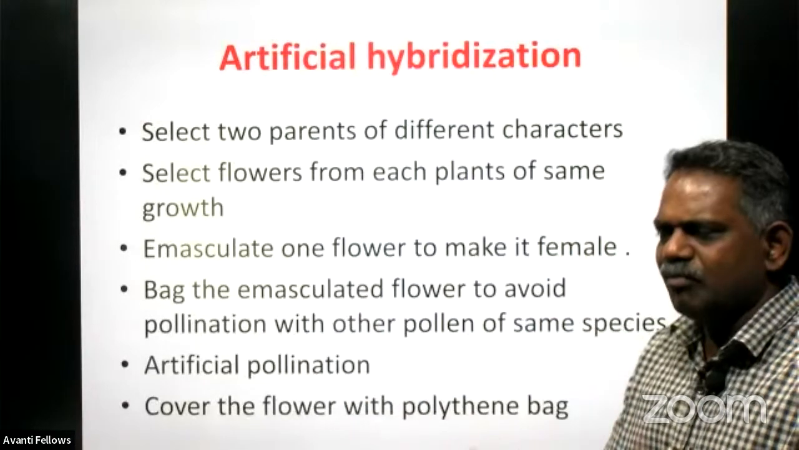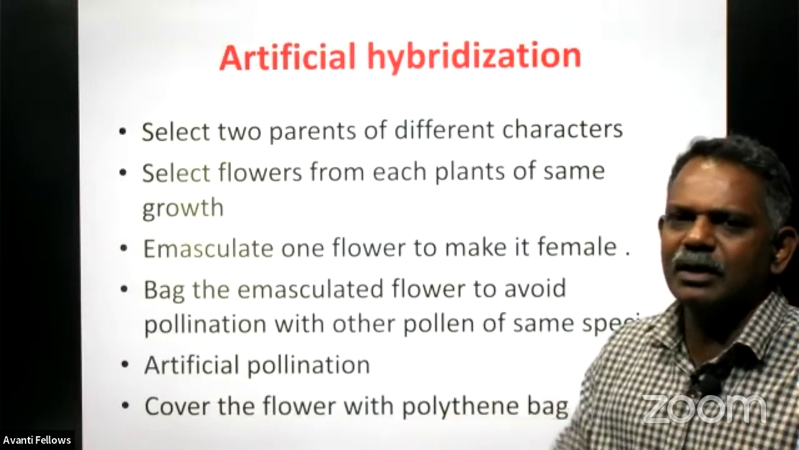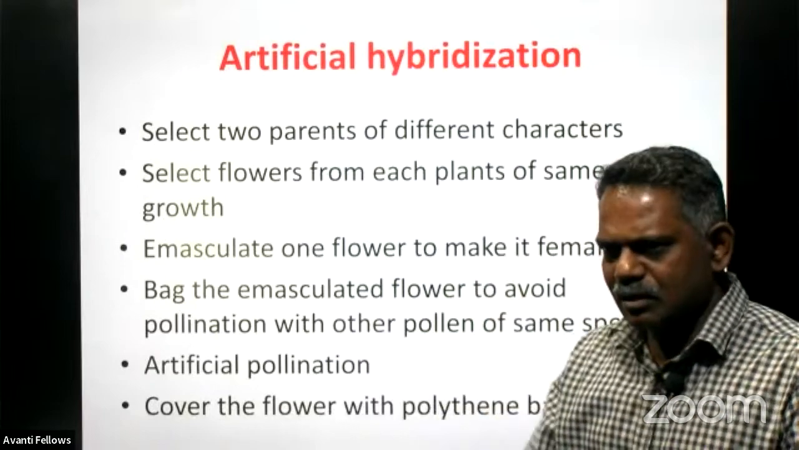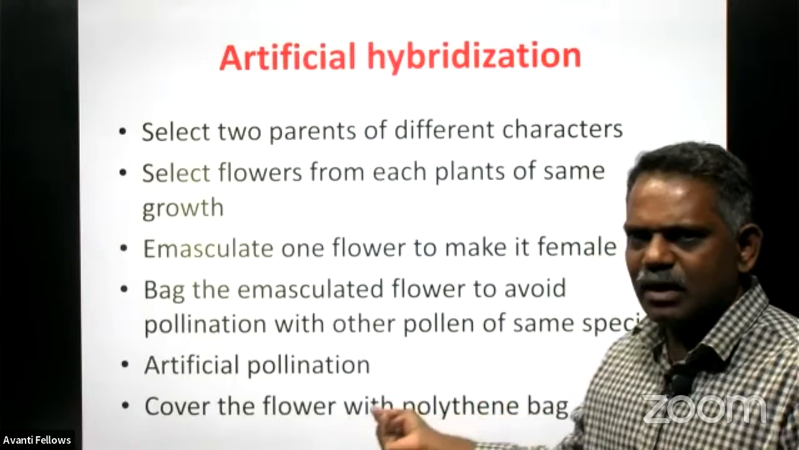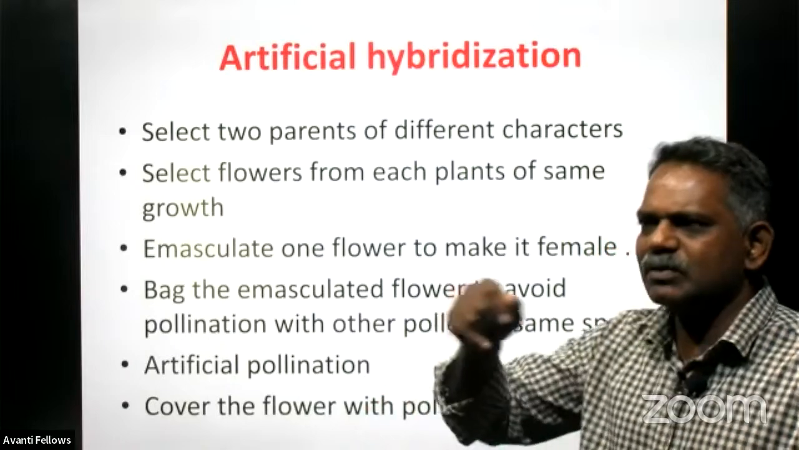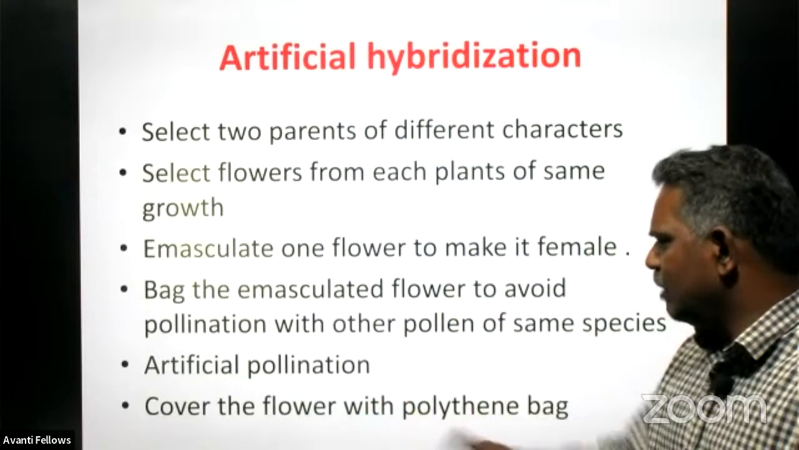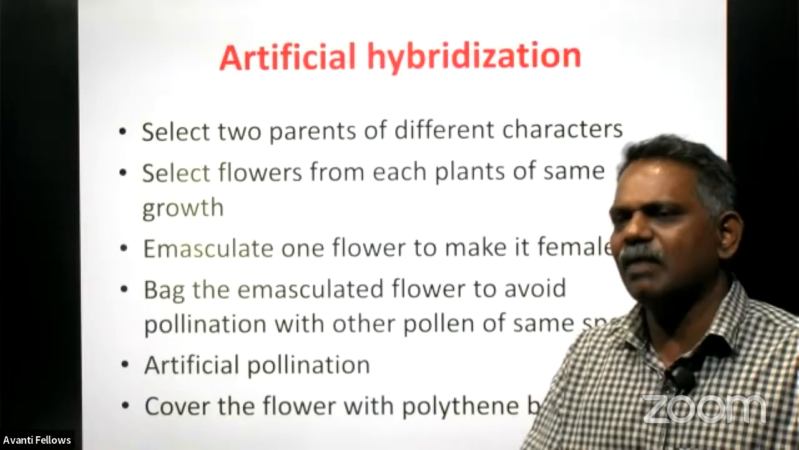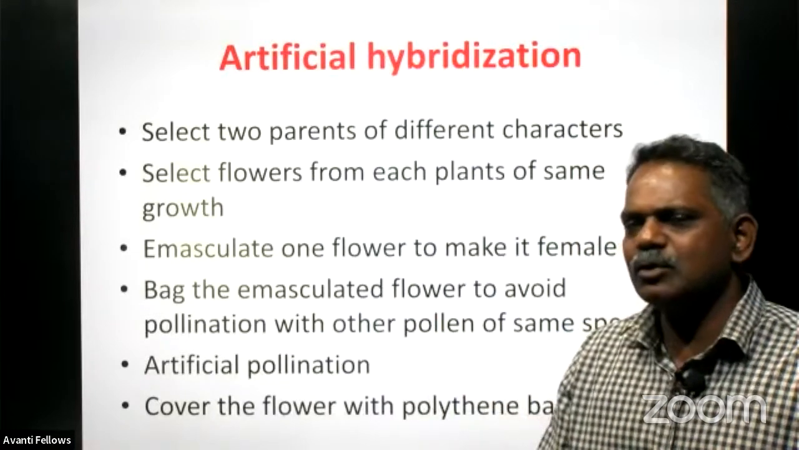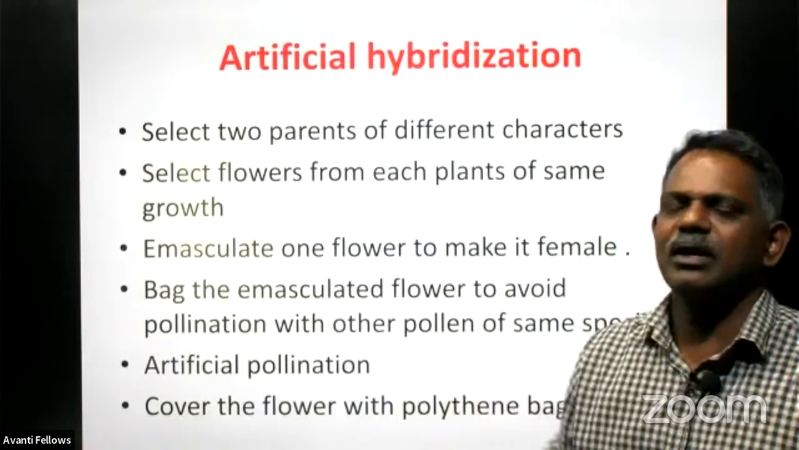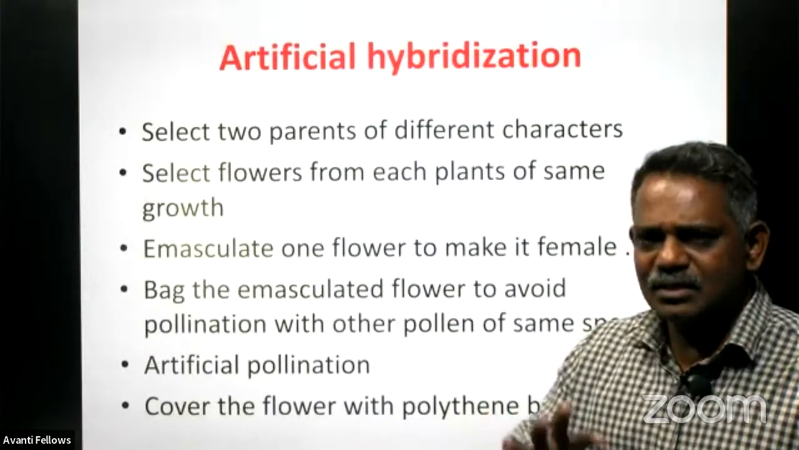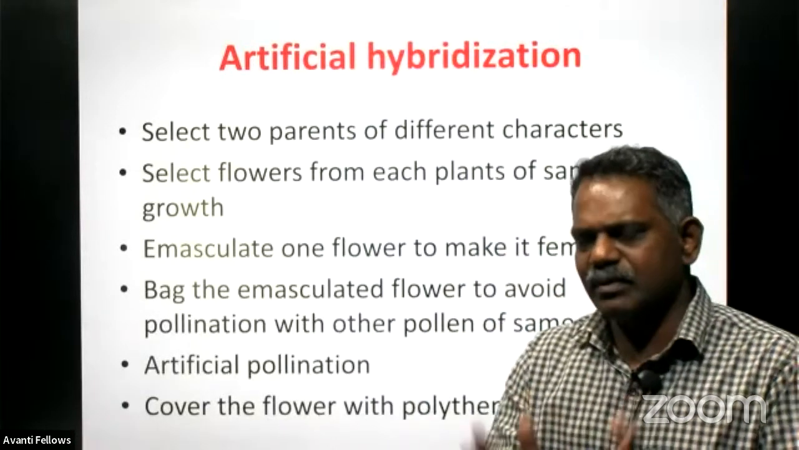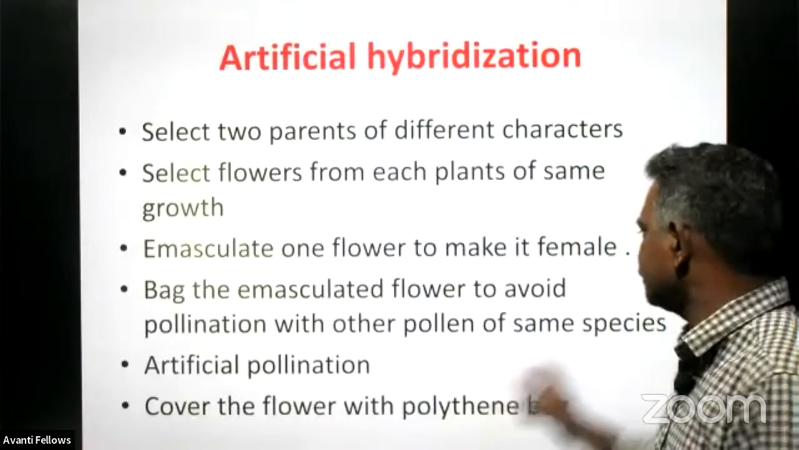After the maturity of both the flowers, we have to collect the pollen grain from the selected parent, and stick it to the stigma region of the selected female flower with the help of a soft brush, and again cover the flower with the polythene bag. That is also necessary. Even after pollination, chances are there to pollinate the flower with some unwanted pollen grain. To avoid that chance, again we have to cover the flower with the polythene bag even after this artificial pollination.